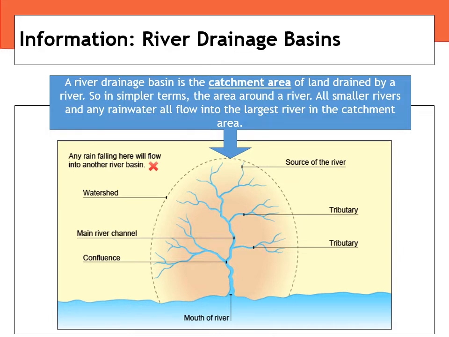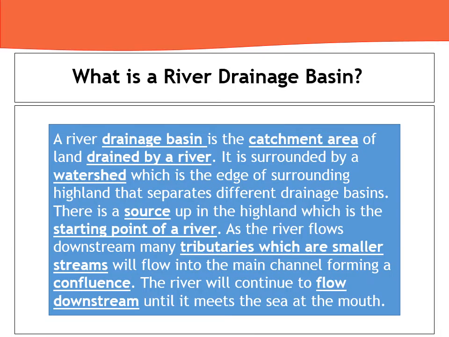Okay, we're going to do a little matching exercise to get those key terms in your heads in a minute, but I'm just showing you them now. Okay, so a little bit of reading. A river drainage basin is a catchment area of land drained by the river, which we've just said. It's surrounded by a watershed, which is the edge of the surrounding highland that separates different drainage basins. Okay, so there are lots of different drainage basins, and they are all separated by their watershed, so their edge, their boundary of the drainage basin.